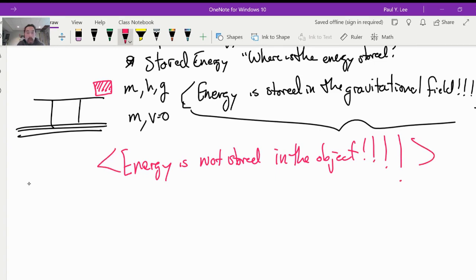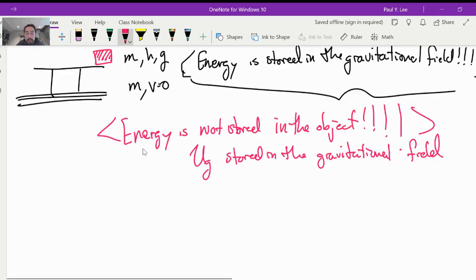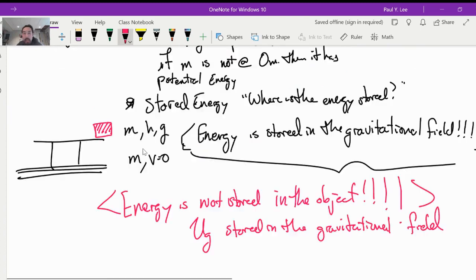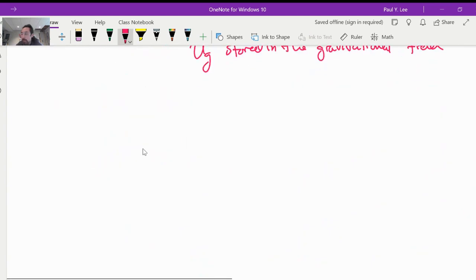Very important. And so for UG, it's stored in the gravitational field. Okay, now the idea behind this gravitational field, I'll use an analogy later on when we actually get to the conservation of energy. Okay, so this is just a preliminary, right? We're just going over the basic definitions.